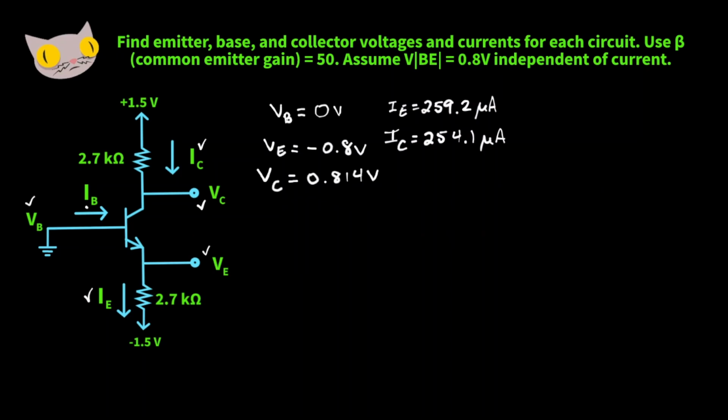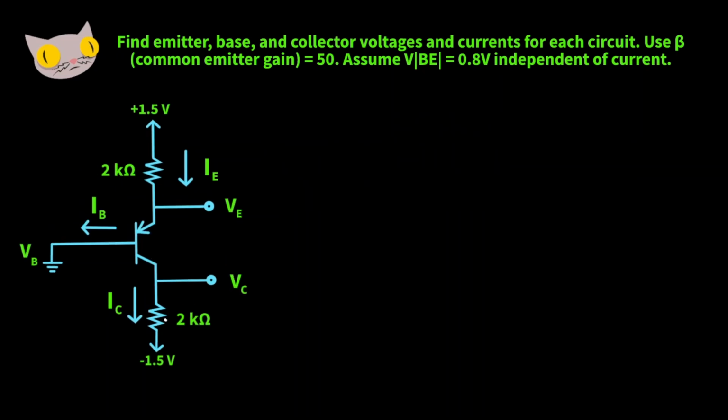Last thing we need to find is the base current. To find our base current, we're going to need the collector current, and we're going to put that over our common emitter gain, beta. So we have 254.1 times 10 to the negative 6 amps over 50, which will give us about 5.08 microamps. There we have it. We solved all 6 of our values. Let's move on to the next problem.